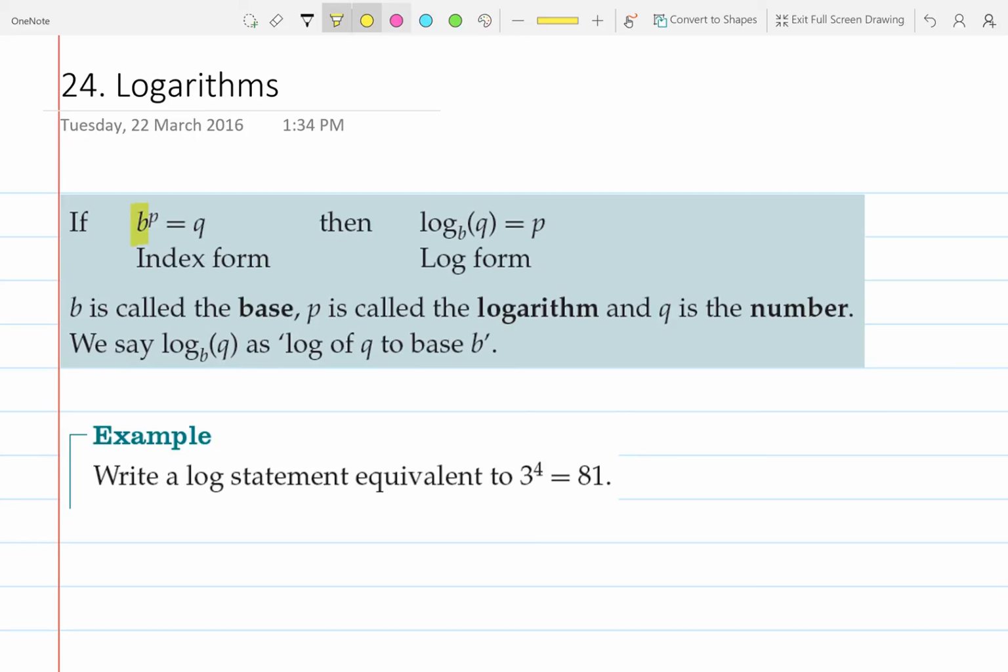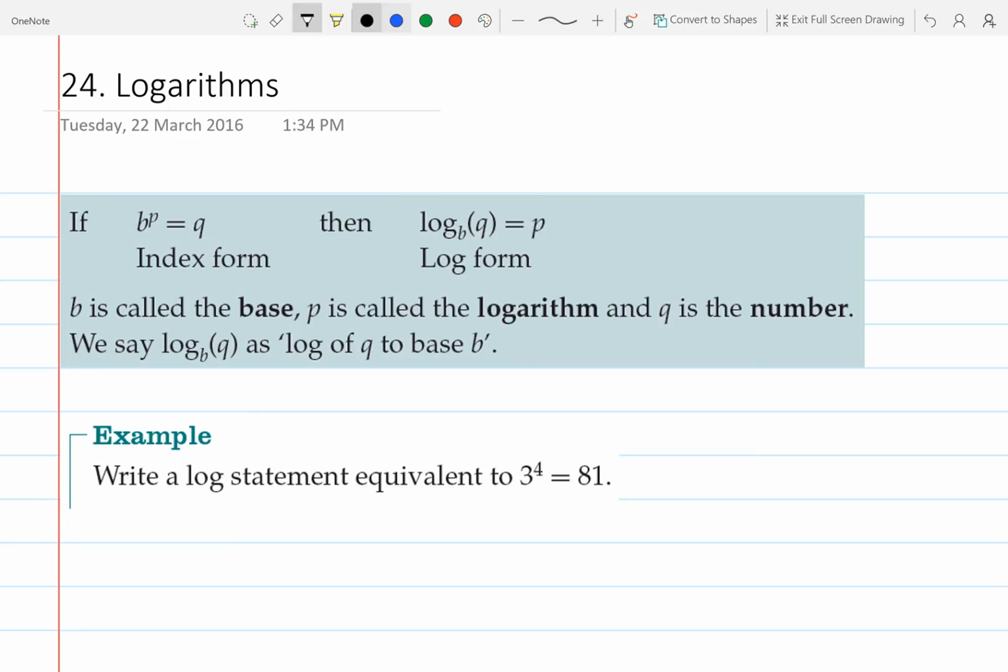So b is our base, so that's the number that's being taken to a power, and then p is our logarithm, or another way of thinking about it is our power when you're in index form, and then q is the number that we want to take the logarithm of. And this relationship between index form and logarithm form holds for all the numbers that we're working with.